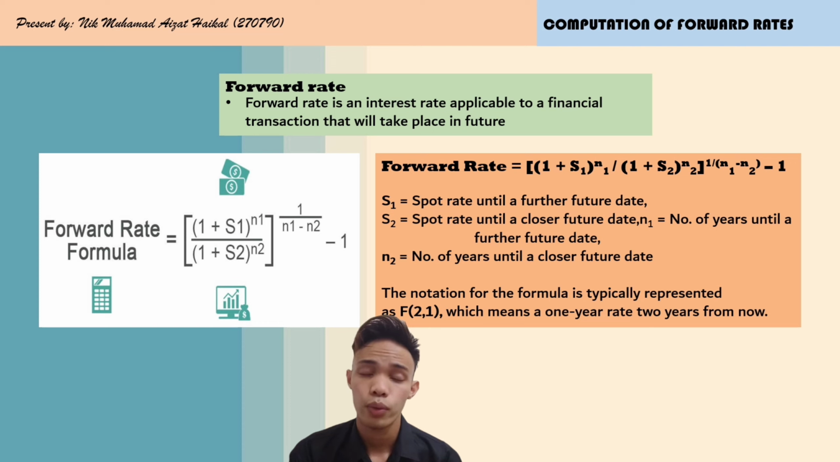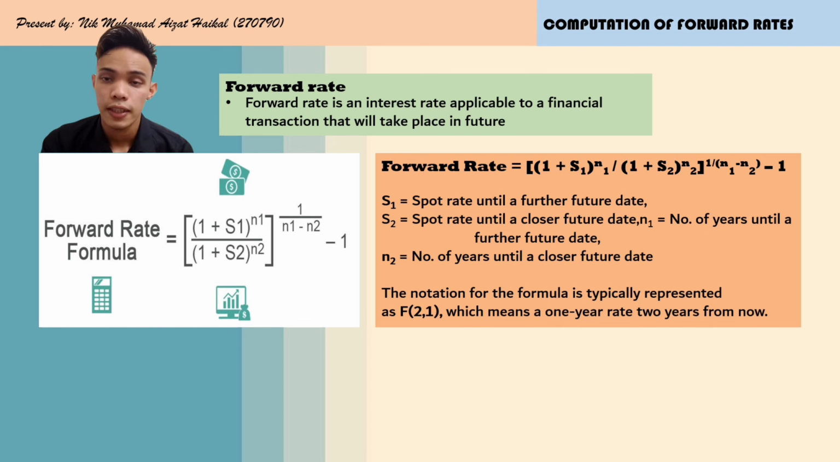When we are talking about this, we are talking about the guarantee today, right now, for a loan or investment that is going to occur at some point in the future. It could be 2 years from now or 3 years from now, but we are going to lock in this rate today. You can see the formula that was given in this slide and the symbols also given in this slide for your calculation.